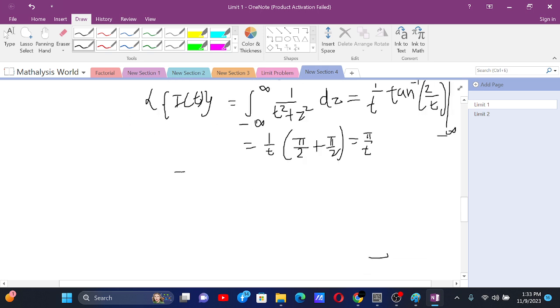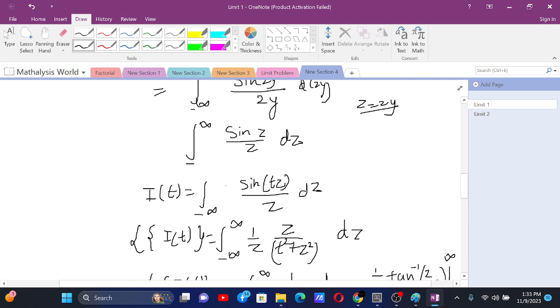And now the integral I of t will be just the inverse Laplace transform of this thing. The inverse Laplace of 1 by s or 1 by t is just a constant, so this is pi. So I of t for any value of t is pi. Yeah, we have proved this already. So this integral was to be pi, and we got the result.